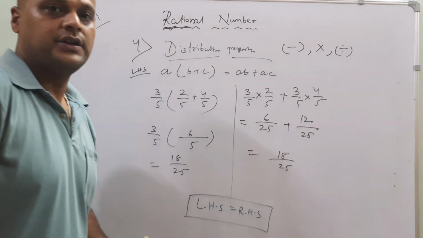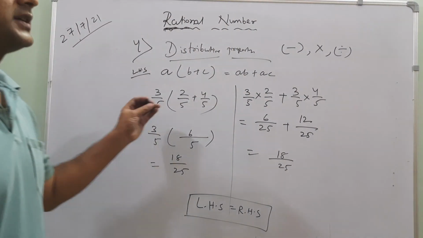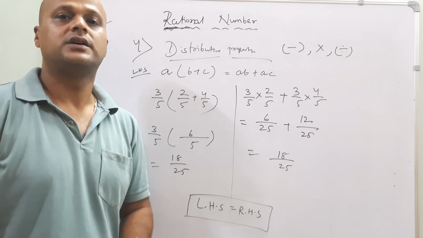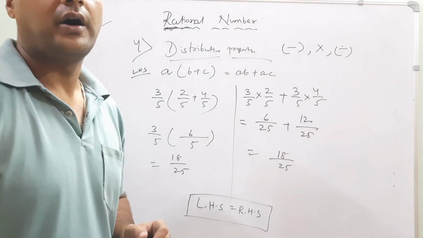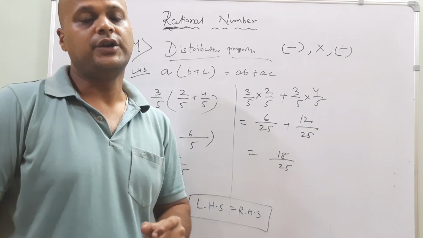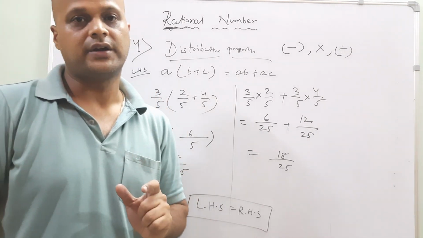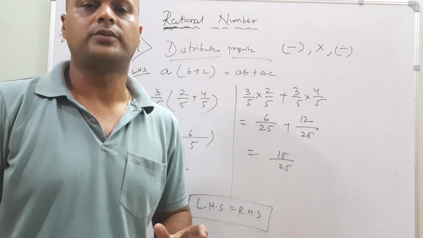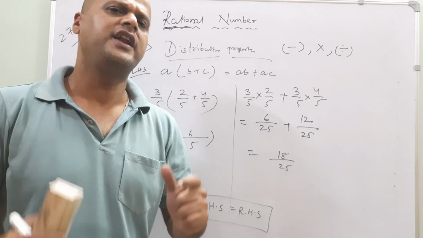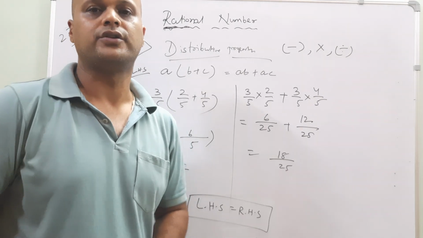Okay? So, children, these are the various properties and some important points in the rational numbers chapter. If you understand it in a proper manner, then you can solve all the problems in your textbook or any problem, whatever comes your way.